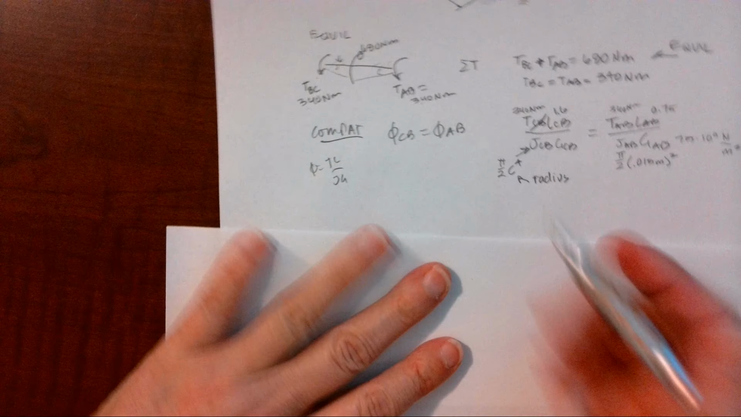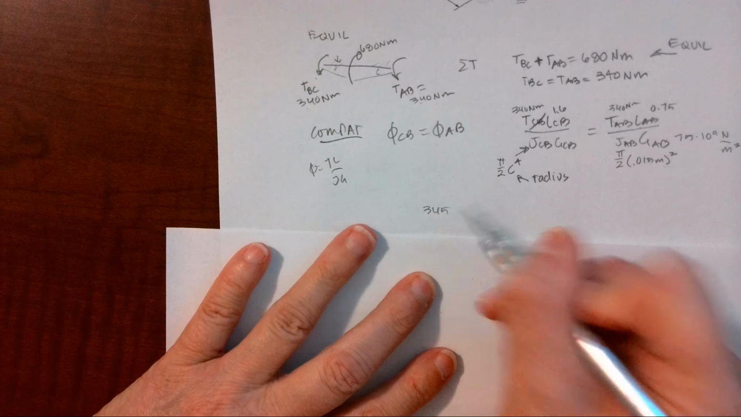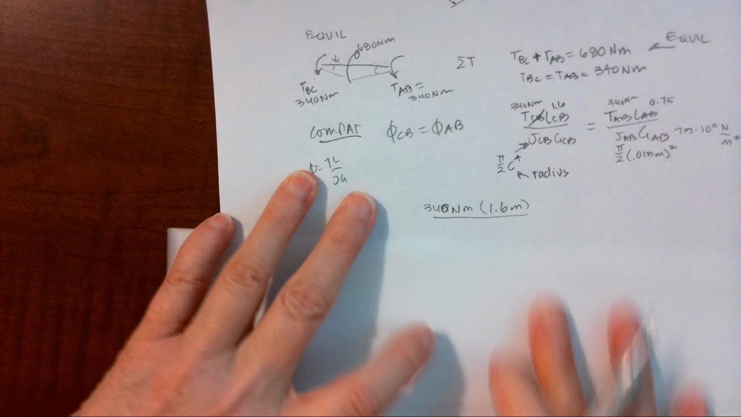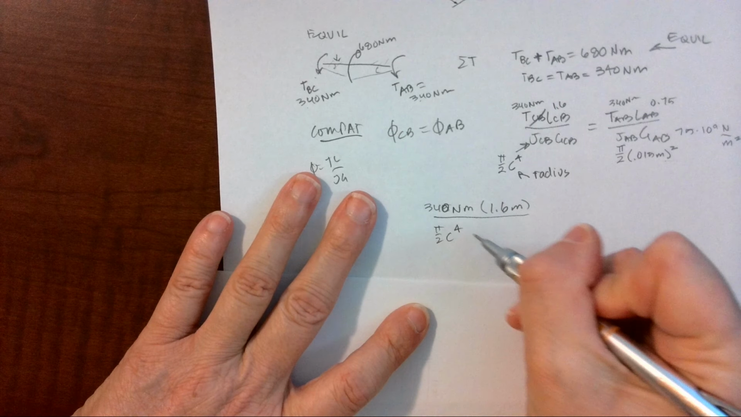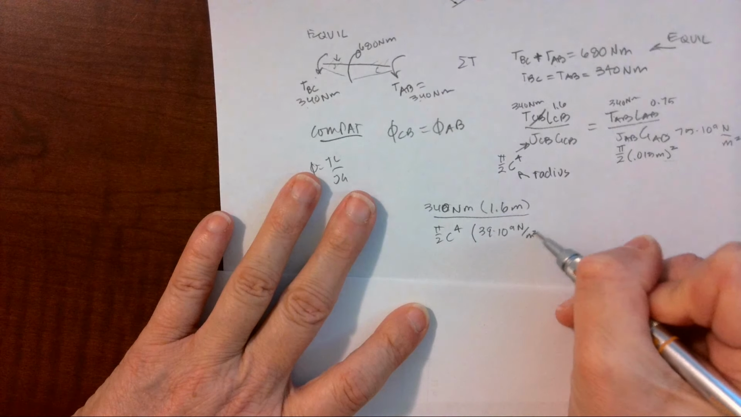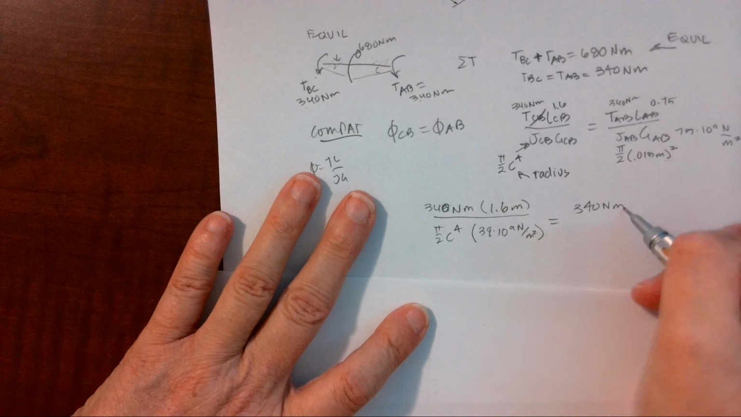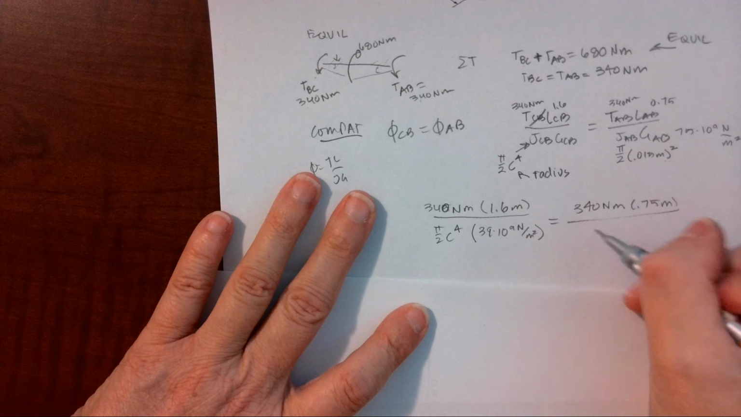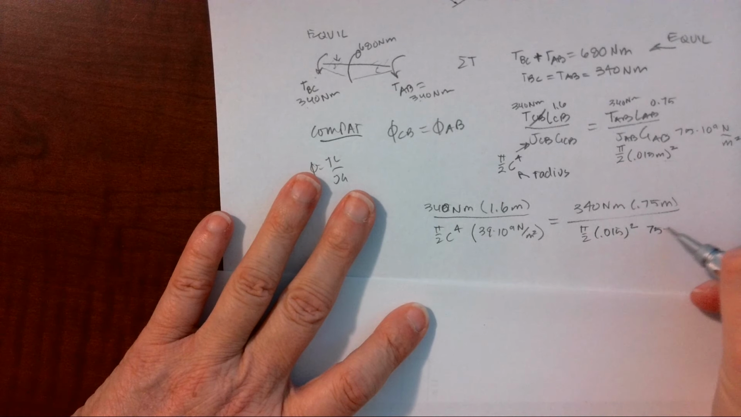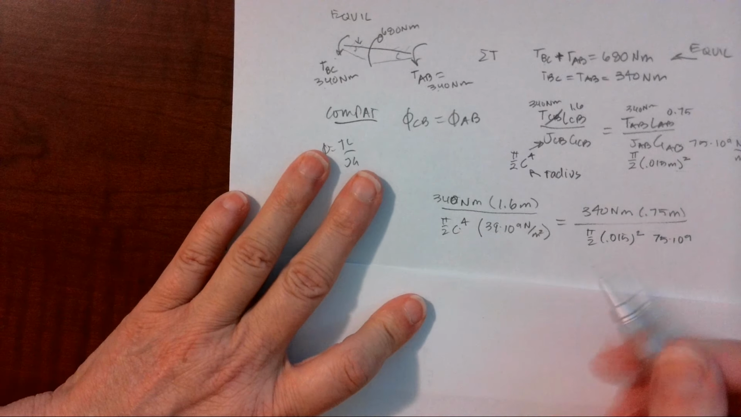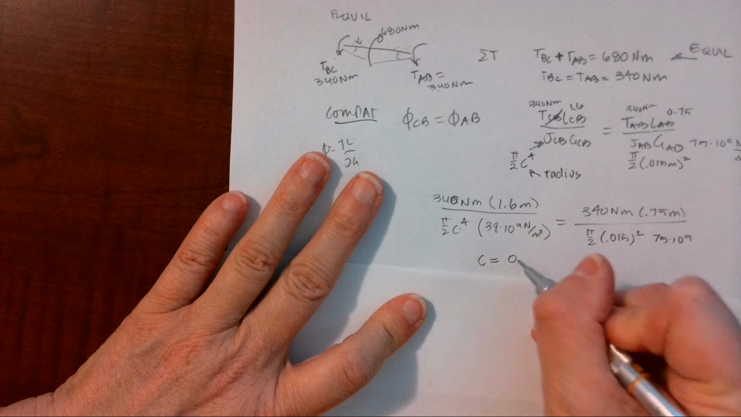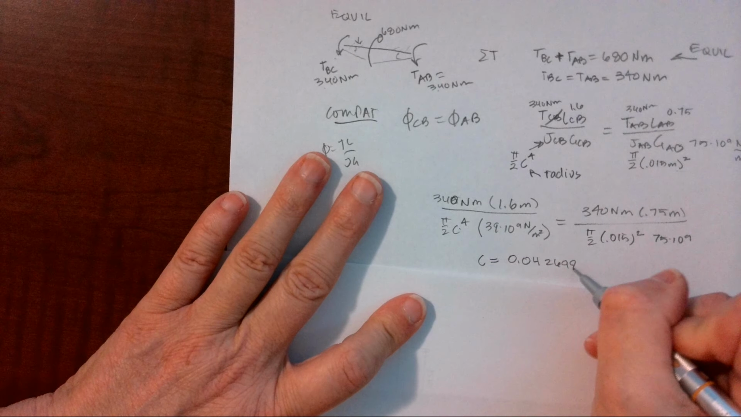So let's go ahead and get started. So I'm going to have 340 Newton meters times 1.6 meters divided by pi over 2 C to the 4th. And then my G is 75 times 10 to the 9th Newton per meter squared equals 340 Newton meters times 0.75 meters over pi over 2 times 0.015 to the 4th, 75 times 10 to the 9th, okay? And then I can back calculate here for C. So C equals 0.042698 meters. And remember, that's our radius.